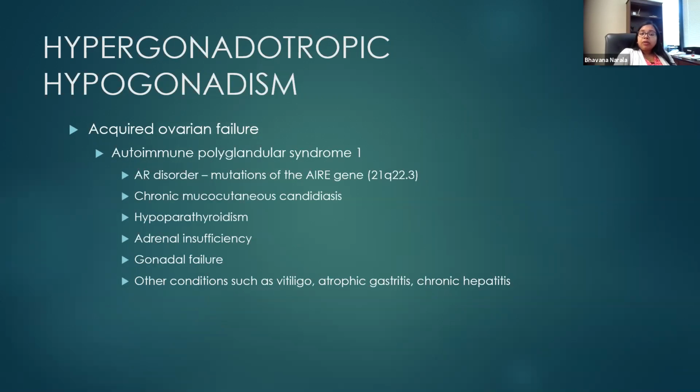Right. And then acquired ovarian failure could be seen in autoimmune polyglandular syndrome 1, APS1. So this is one of those frequently asked questions probably on board exams. This is an autosomal recessive disorder. It's due to mutations of the AIRE gene. They can have chronic mucocutaneous candidiasis, hypoparathyroidism, adrenal insufficiency, but also gonadal failure. They could also have other conditions such as vitiligo, atrophic gastritis, and chronic hepatitis.